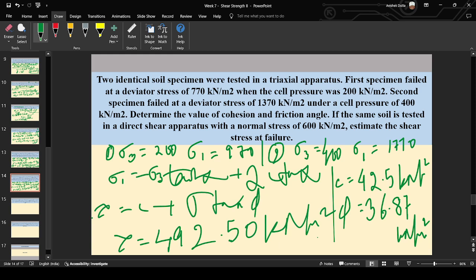So same thing: two cases, two scenarios, two equations, two unknowns, c and phi. Find the value of c and phi. Put the same in the direct shear equation, tau equals c plus sigma tan phi. Sigma is 600. Find the value of tau, the shear stress at failure. Okay. Next question.